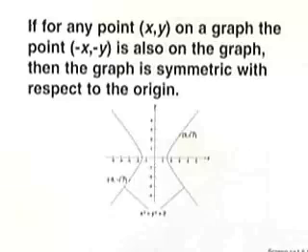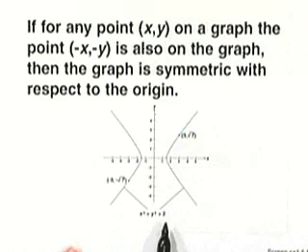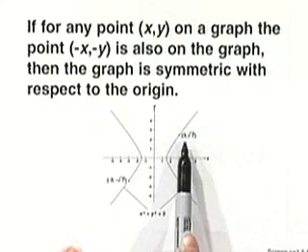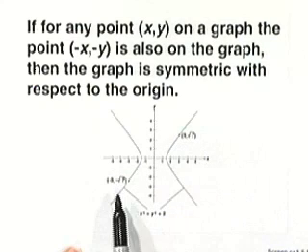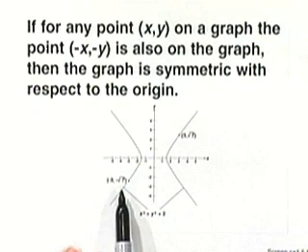If for any point (x, y) on a graph, the point (-x, -y) is also on the graph, then the graph is symmetric with respect to the origin. Here's an example. x² = y² + 2 produces a graph that's symmetric with respect to the origin. We have the point (3, √7). We also have the opposite point, (-3, -√7).